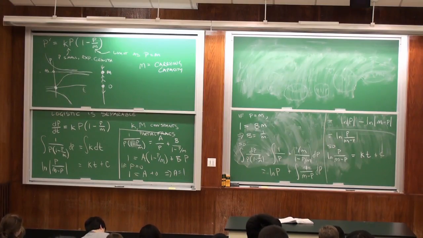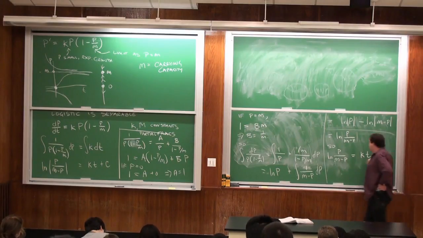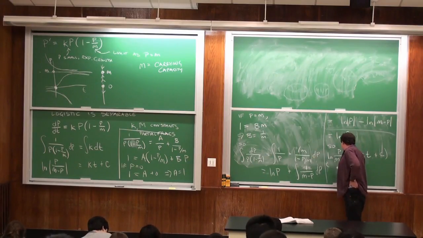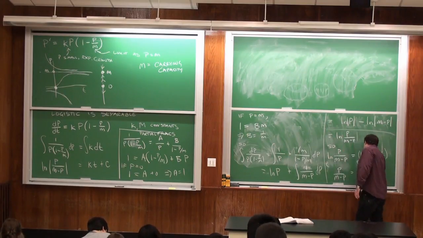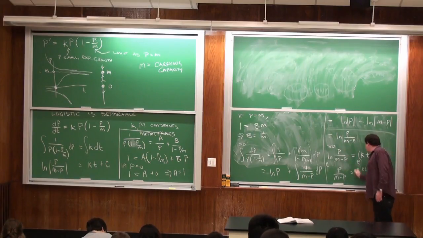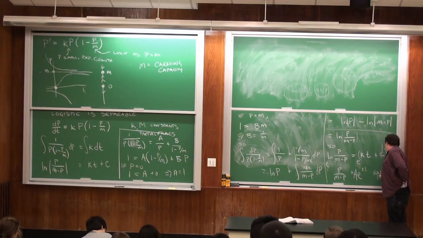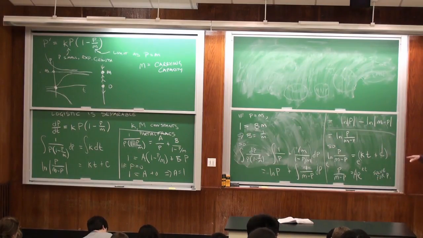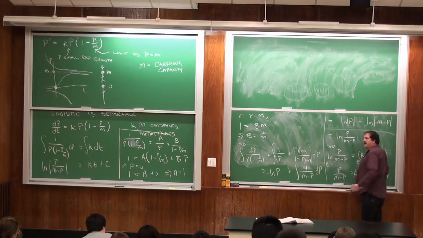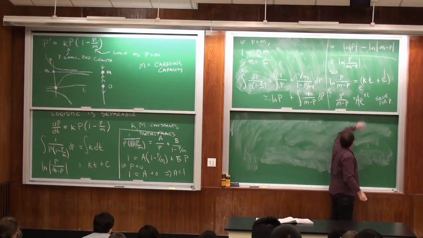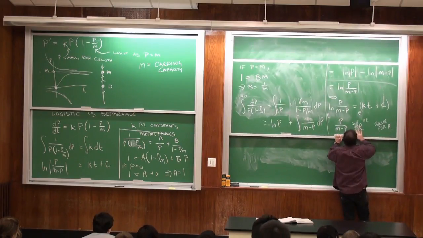So now I want to solve this for p. So I'll exponentiate both sides. And that tells me that p over m minus p is e to the kt plus a constant, which I can just put in front here. Everybody okay with this so far? Now I'm going to solve this for p. I suppose I could cross multiply and gather terms, but it's actually easier just to swap sides. So here, maybe I shouldn't call this A. Let me leave the C up here, just for now.